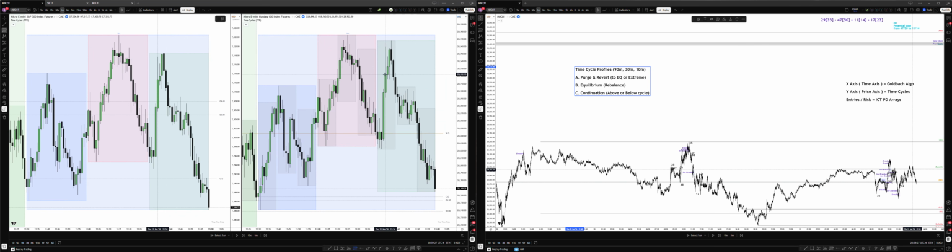So for instance, here to here on the 30-minute cycle, right there, the orange is equilibrium. Okay, so purge and revert to the EQ, the equilibrium, or the extreme. So the high or the low of the previous cycle.